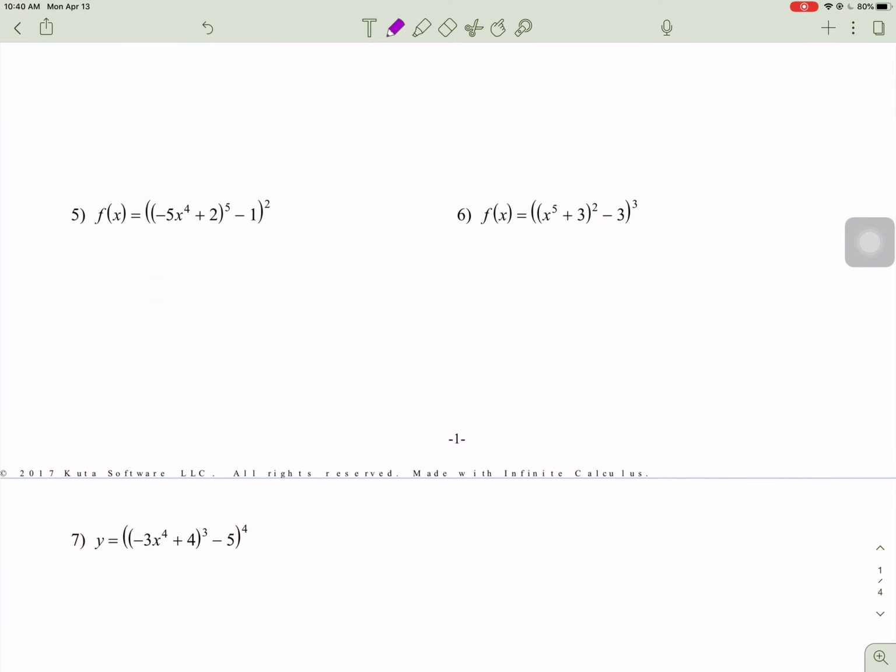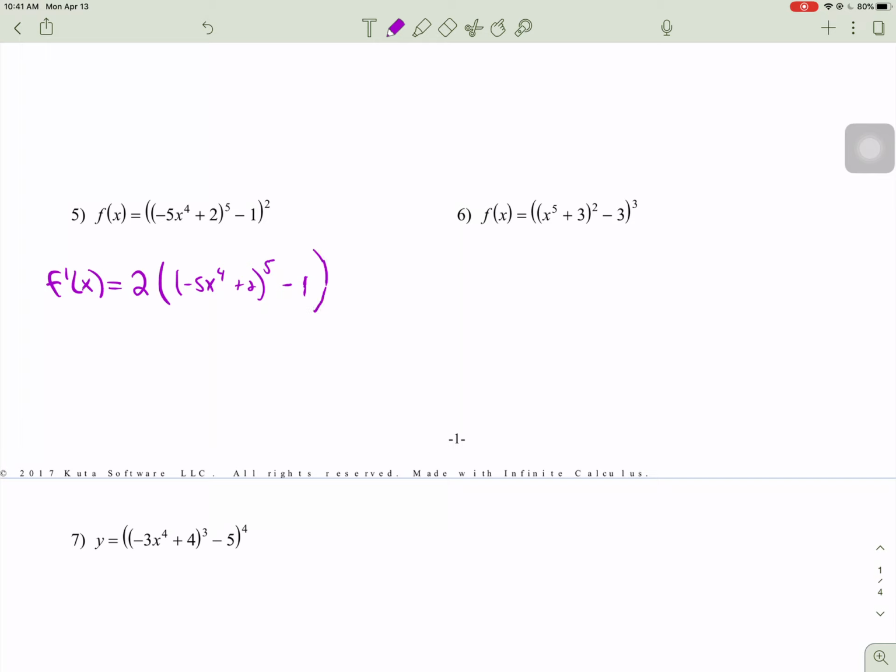Number 5, all right, what do we see here? Well, it's just a little interesting, but not too much going on here. We see some chain rule, some inside of a chain rule. There's a lot of weird stuff here, but ultimately I see a 2 on the outside here. So it's going to be f prime of x equals 2 parentheses (negative 5x to the fourth plus 2) to the fifth, minus 1.